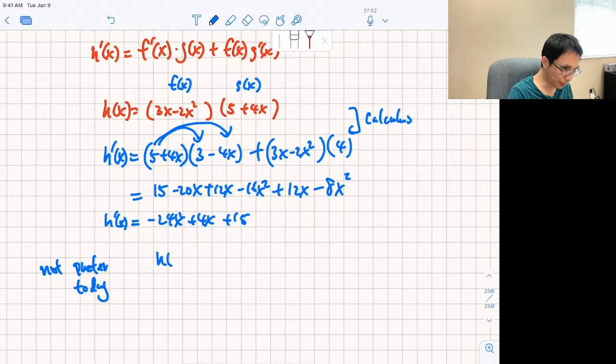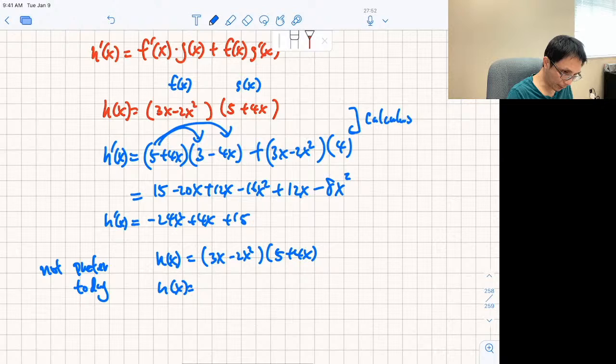But what if I just use the power rule? Can I do that? Of course. Can I expand 3x minus 2x squared and then take a derivative with the power rule? Well, I can. 3x times 5 is 15x. 3x times 4x is equal to 12x squared, minus 10x squared, and minus 8x to the cube. I can simplify this: 15x plus 2x squared and minus 8x cubed.